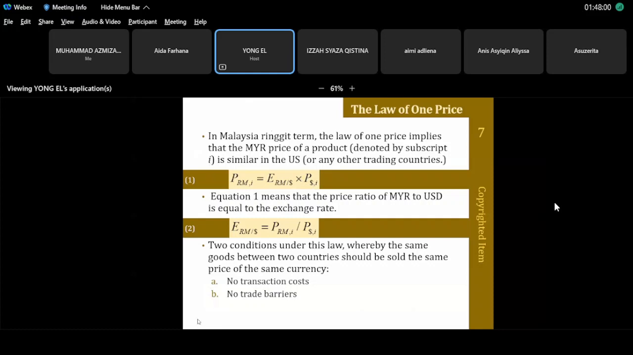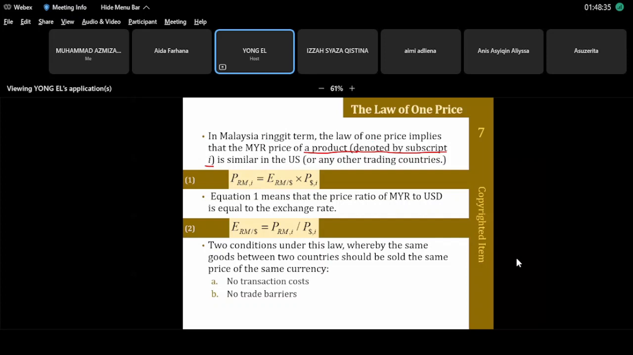If you look at the first equations here, let me explain that the subscript i can denote a product. It can be any product: a bicycle, a book, food, or other things. We just use i to indicate this is the product we are talking about.